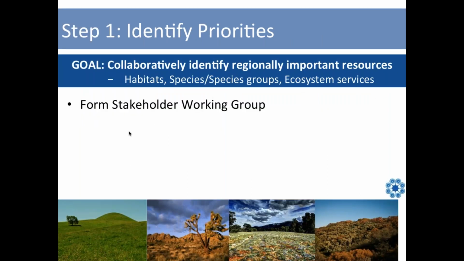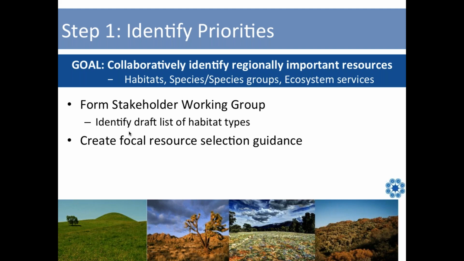So the first step was to identify these priorities or these focal resources. The goal was to collaboratively identify regionally important resources, things like habitats, species or species groups, and ecosystem services. So to complete this step, we formed a stakeholder working group. It was about 25 different folks from state and federal agencies, universities, NGOs, other folks in the region. And this particular group initially worked together to identify a draft list of habitat types for Southern California. That was just to get the process and the thought process going.